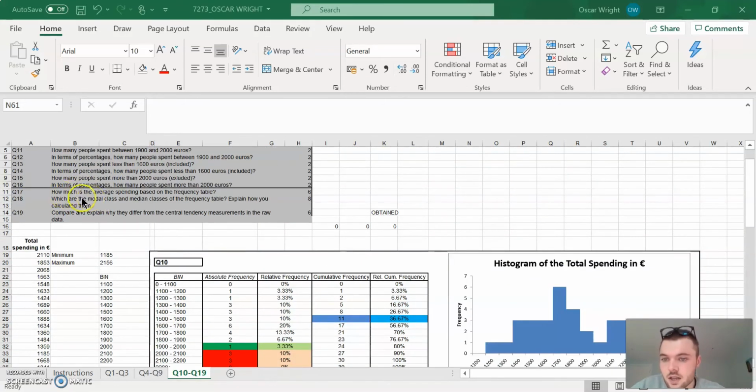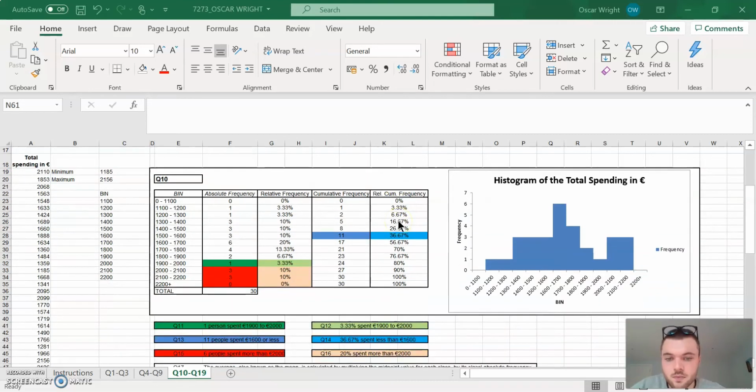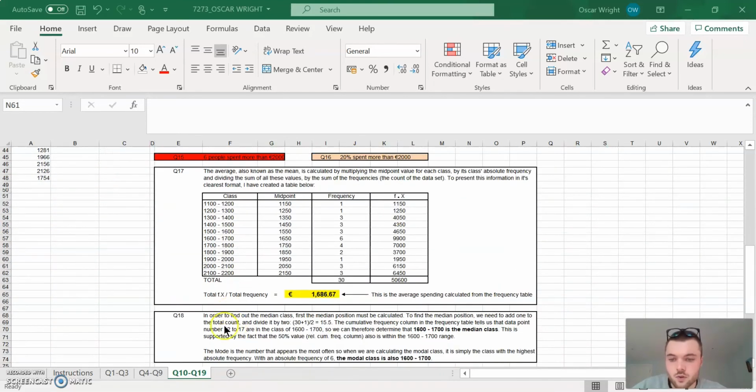Question 18 asks us which are the modal class and the median class of the frequency table. Explain how you calculated them. Okay. So in order to find out the median class, first the median position must be calculated. In order to find the median position, we need to add 1 to the total count and divide it by 2. So this means that the total count is 30, we add 1 to it, it's 31, and we divide that by 2, we get 15.5. So now we know that our median position must be the 15.5th data point.